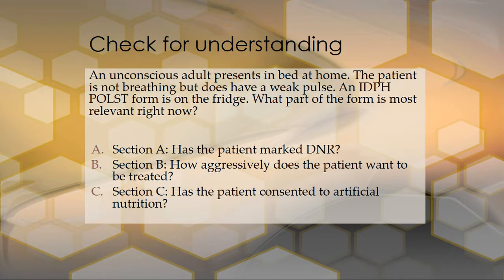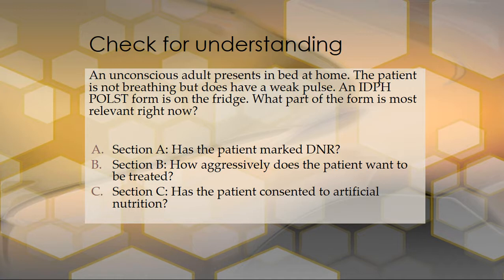So, an unconscious adult patient in bed at home. The patient is not breathing, but does have a weak pulse. An IDPH POLST form is on the fridge. What part of the form is most relevant right now? Is it A, Section A? Is it B, Section B? Or C, Section C? The answer to the question is B, Section B.